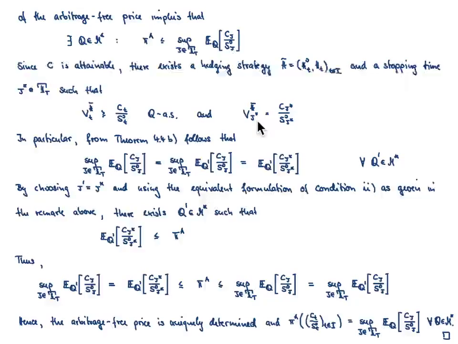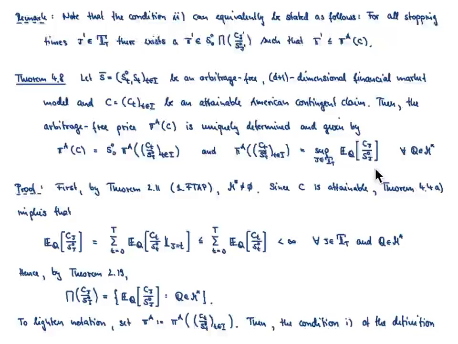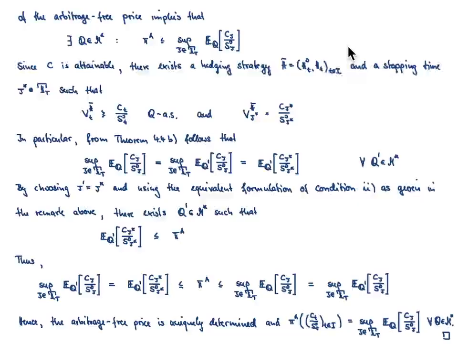So how would we proceed now? We fix exactly that Q such that this condition is satisfied. So Q is now fixed. We have a freedom here to choose Q'. And so now I would like to bring the second condition into the picture, and this I would like to do in that equivalent formulation. So we should prove that for all stopping times, there exists this π' in that set such that π' is a lower bound of this arbitrage-free price.